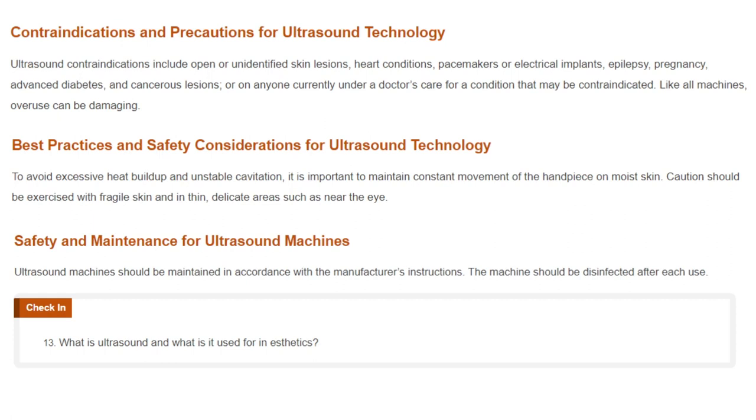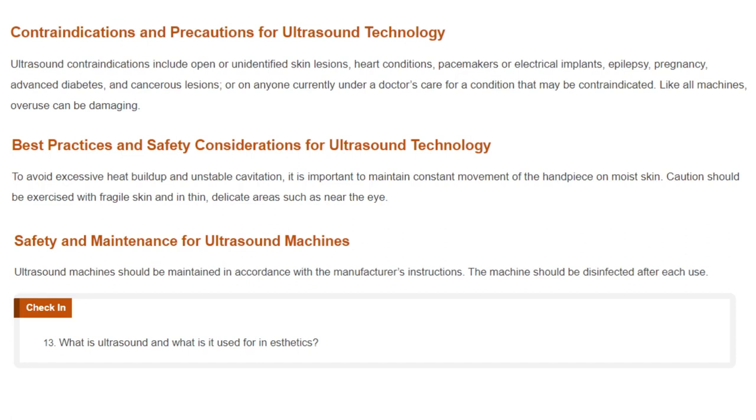Best practices and safety considerations for ultrasound technology. To avoid excessive heat buildup and unstable cavitation, it is important to maintain constant movement of the handpiece on moist skin. Caution should be exercised with fragile skin and in thin, delicate areas such as near the eye.